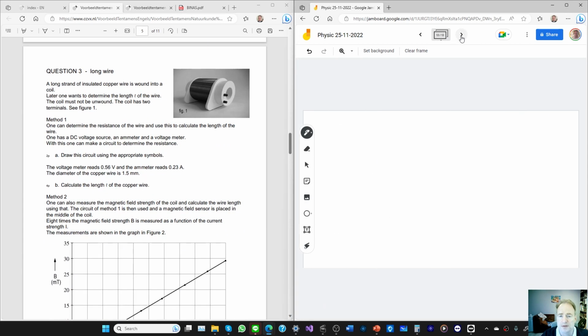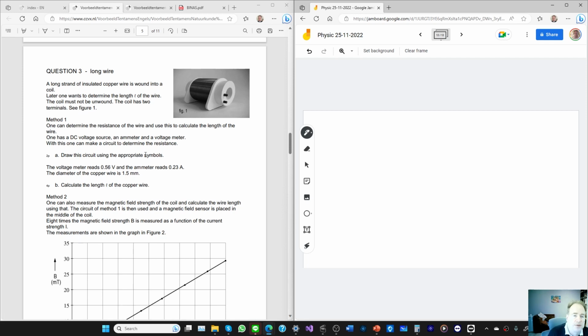Question 3 about a long wire. A long strand of insulated copper wire is wound into a coil. Later one wants to determine the length L of the wire. The coil must not be unwound. The coil has 2 terminals, see figure 1. One can determine the resistance of the wire and use this to calculate the length of the wire. One has a DC voltage source, a current meter and a voltage meter. With this, one can make a circuit to determine the resistance.